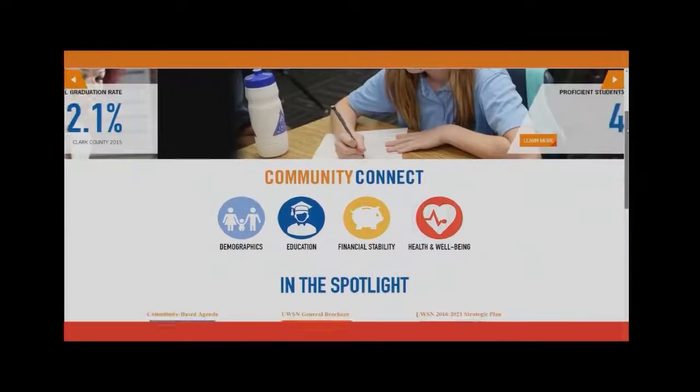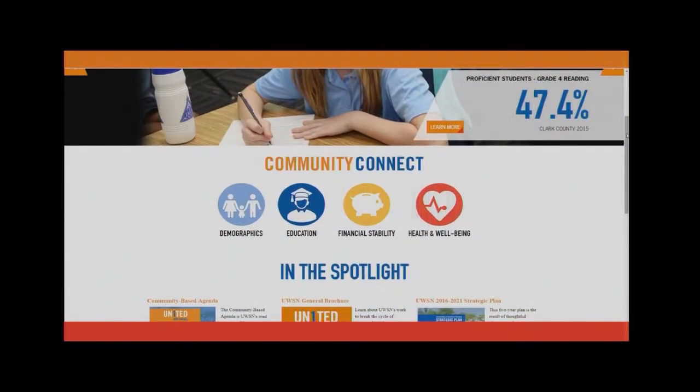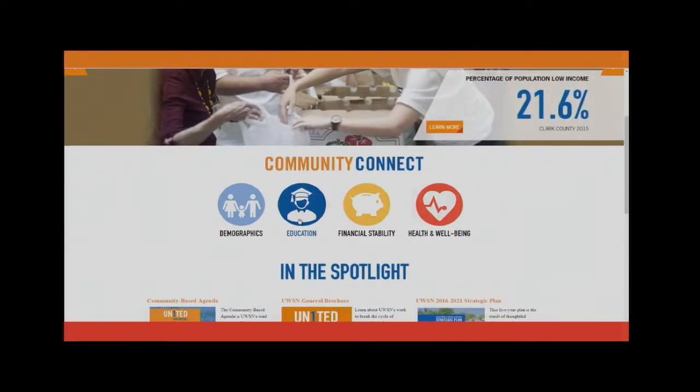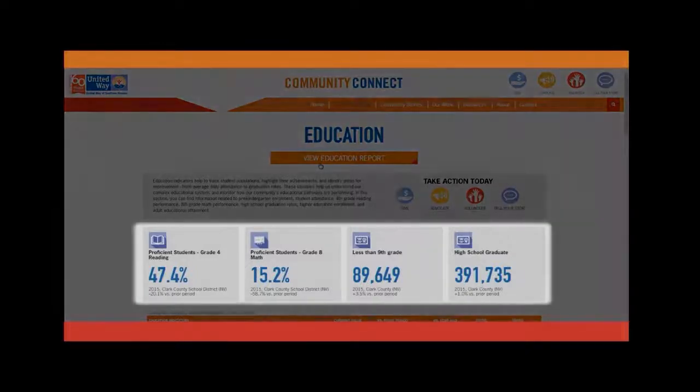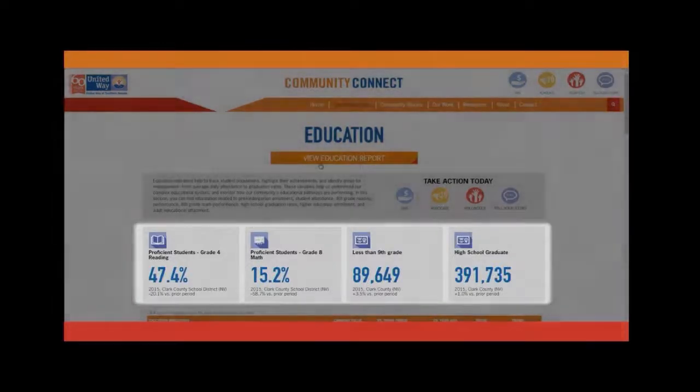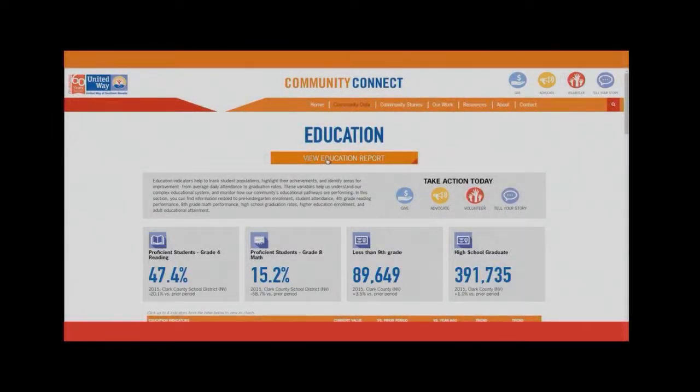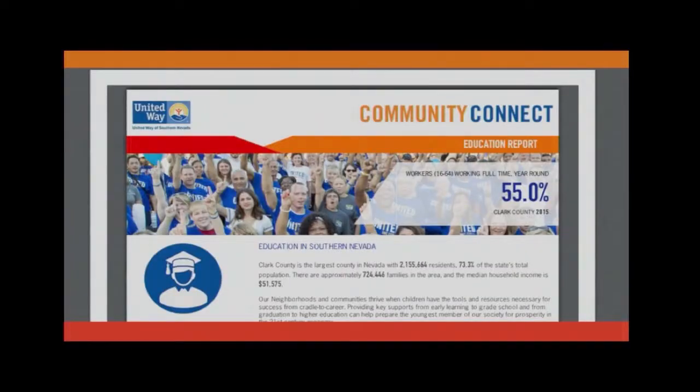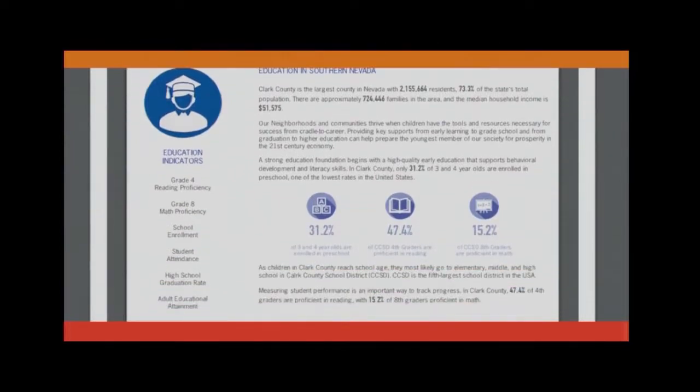Starting on the home page, you'll notice 4 focus areas: demographics, education, financial stability, and health and well-being. You can click into each focus area to see how the community is doing in key indicators. For a summary, click the button below Education. This gives an overview of education that you can easily print and share, and these quick reports are available for each focus area.